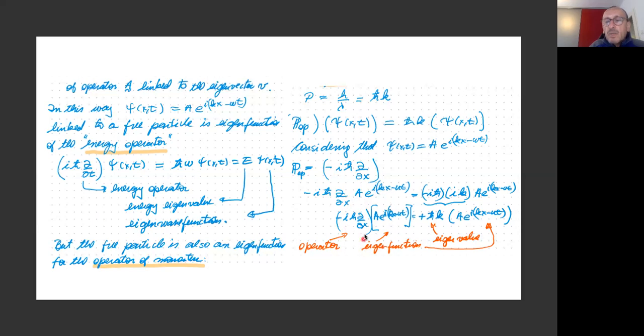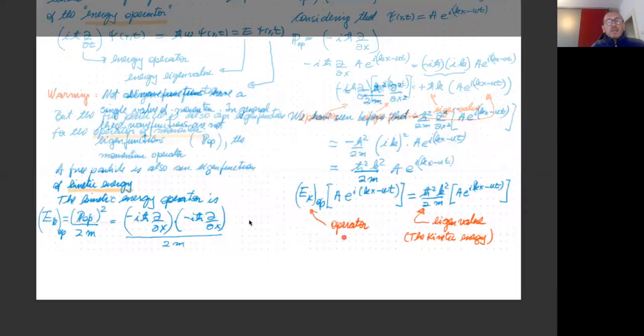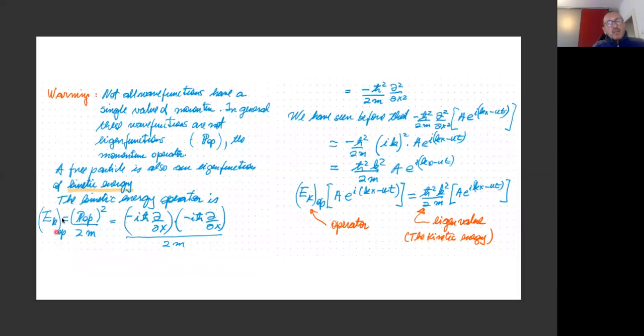What does squaring mean? Well, squaring it means applying this thing twice. That's what squaring means. And I have done this here. So the kinetic energy operator will be the P operator divided by 2m, acting twice. It's squared. So I act once and I act the second time, divided by 2m.